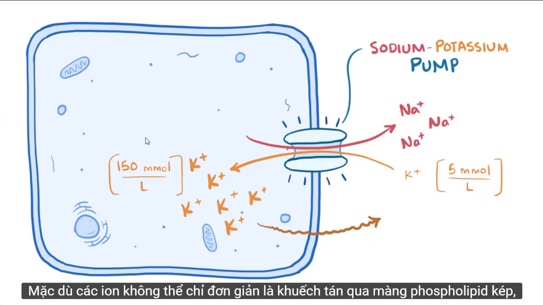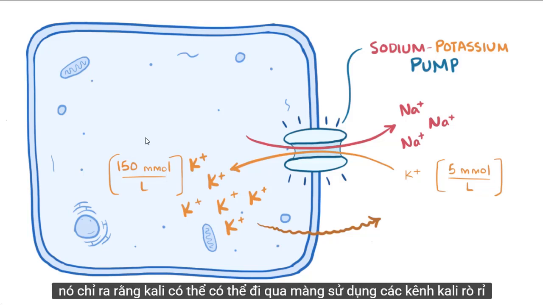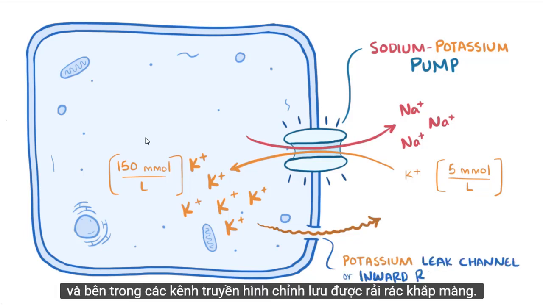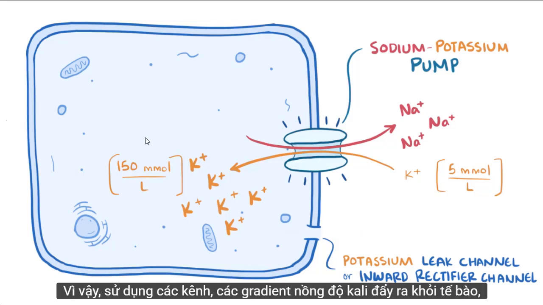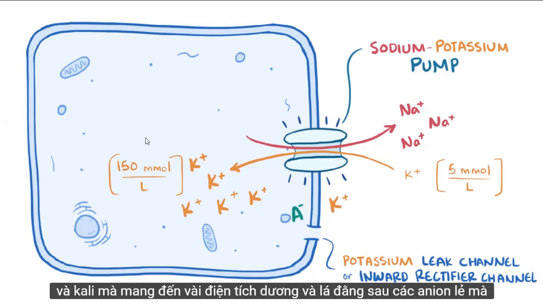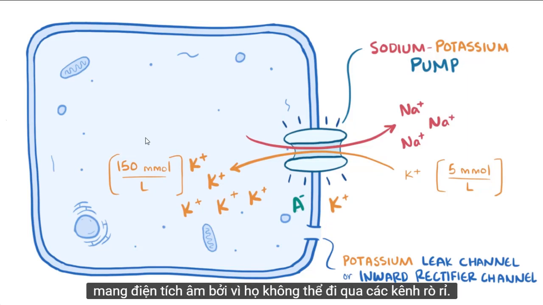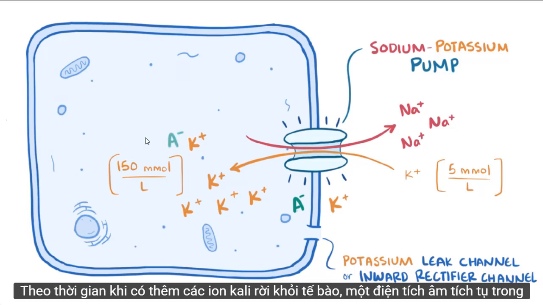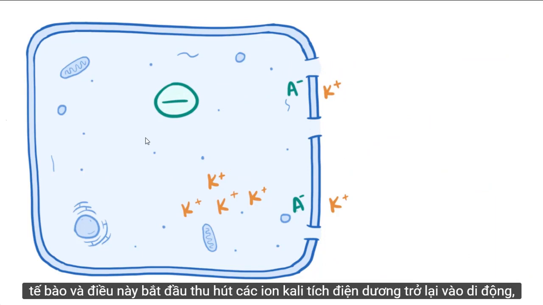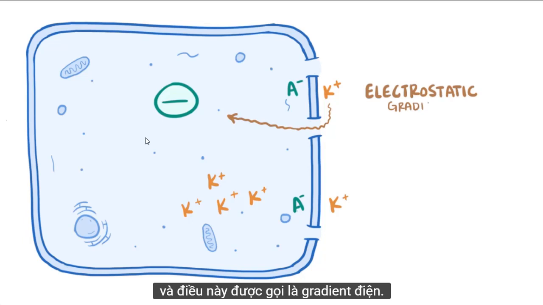Although these ions can't simply diffuse through the phospholipid bilayer membrane, it turns out that potassium can get across the membrane using potassium leak channels and inward rectifier channels that are scattered throughout the membrane. So using those channels, the concentration gradient pushes potassium out of the cell, and that potassium brings with it some positive charge and leaves behind some unpaired anions, which carry negative charge because they aren't able to go through the leak channels. Over time, as more potassium ions leave the cell, a negative charge builds up within the cell, and this starts to attract positively charged potassium ions back into the cell. And this is called the electrostatic gradient.